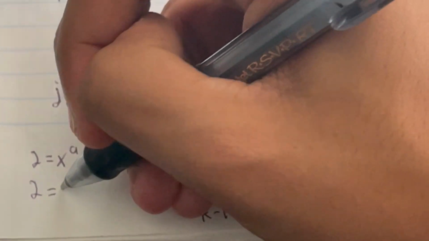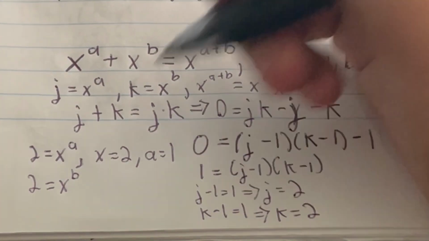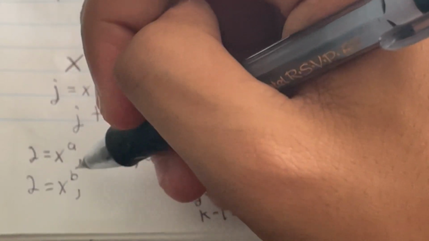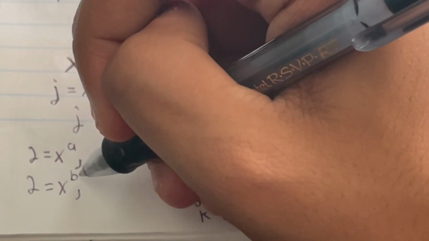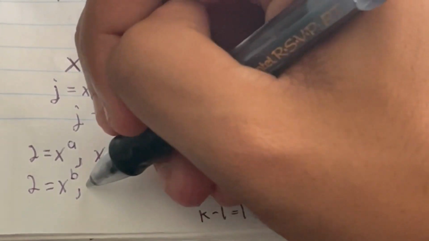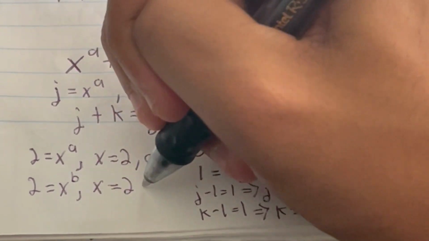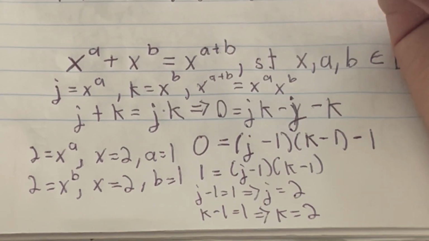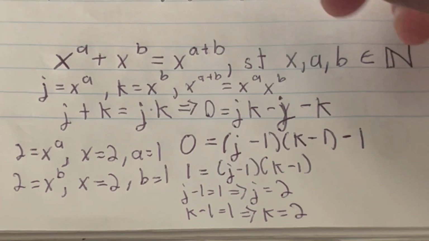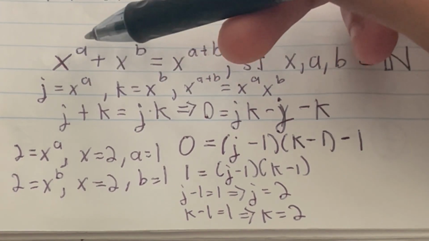And how about k? Well, k is equal to 2, and that is x to the power of b. And again, the only way you can have a natural number to the power of a natural number equaling 2 is if x was equal to 2 and b was equal to 1. So therefore, the only natural numbers that satisfy x to the a plus x to the b equals x to the a plus b are x equals 2, a equals 1, and b equals 1. Circle this, and we are done.